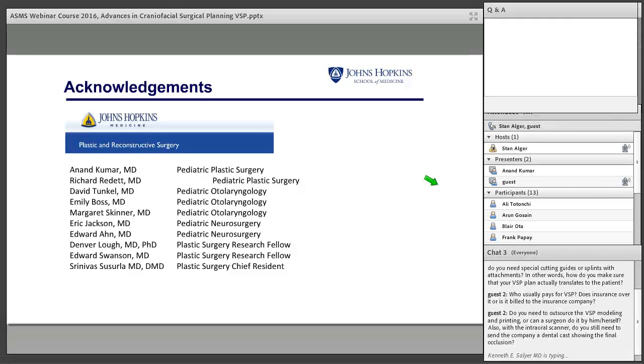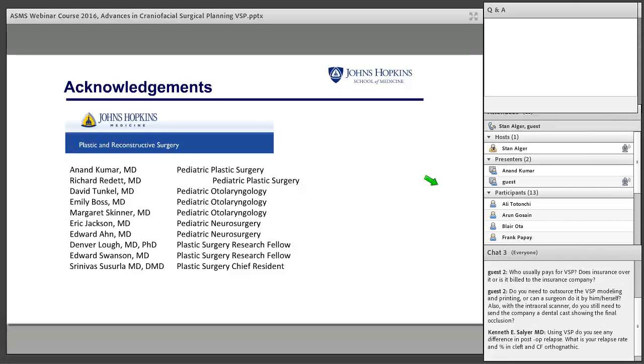It says, with complex osteotomy planning, impaction, down fracture, correction of yaw, roll, pitch, do you need special cutting guides or splints with attachments? In other words, how do you make sure that your VSP plan actually translates?